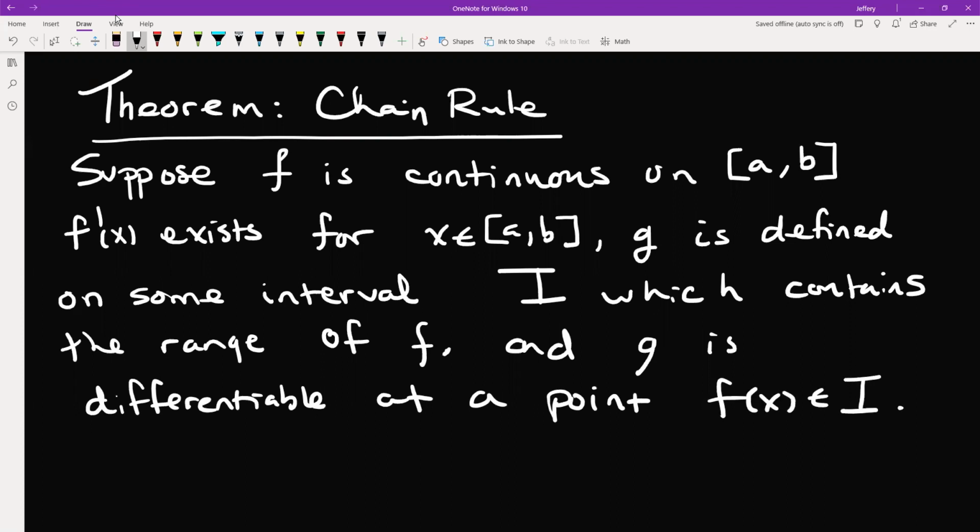Okay, so here's our setup. We've got two functions. One's continuous on A to B with the derivative at x in A to B. And then the other function is composed of the former, right? That's why the domain of g is the range of f. Okay, so there we have it.